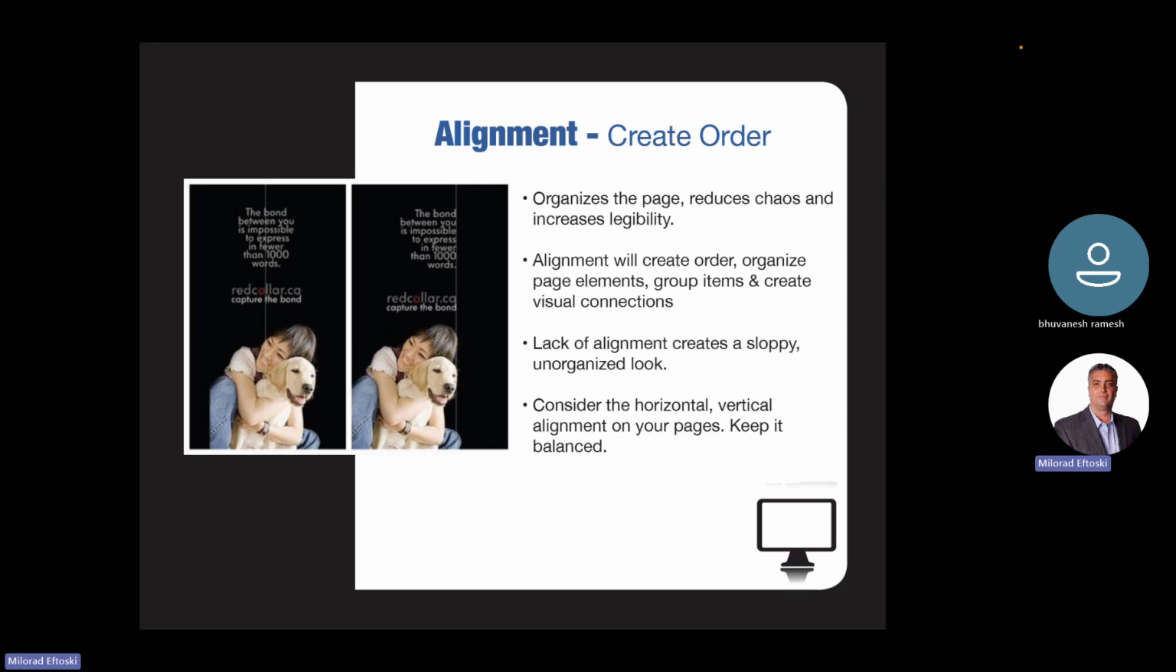Keep it balanced. Which one do you like better? This one or that one? Let's call this A. Let's call this B. Who likes A better? Hands up. Who likes B better? Hands up. See, it's like 50-50. They're both correct choices. None of them is wrong, right?